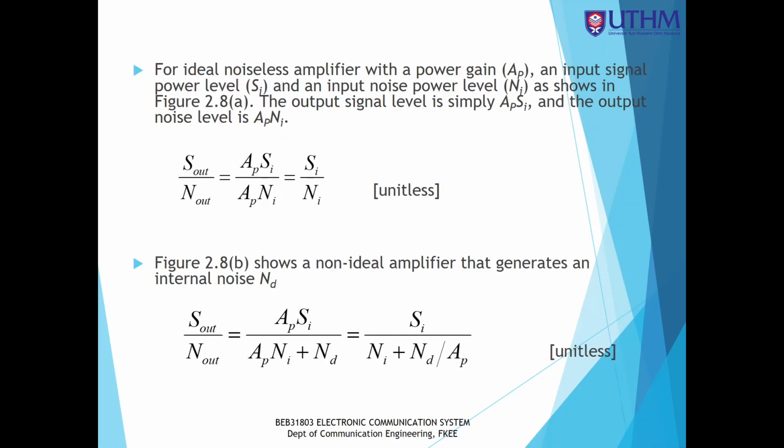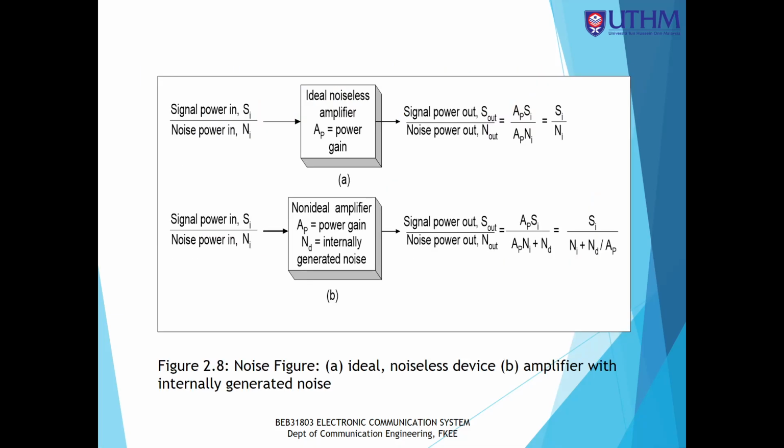Okay, so these are the equations for the perfect system and non-perfect system. What's the difference actually? In order to understand this, we need to see this picture. We need to see this picture to understand the equation. So let's look at the above picture. The above picture, A, is a noiseless amplifier, a perfect system. Picture B is a non-ideal amplifier which generates internal noise.